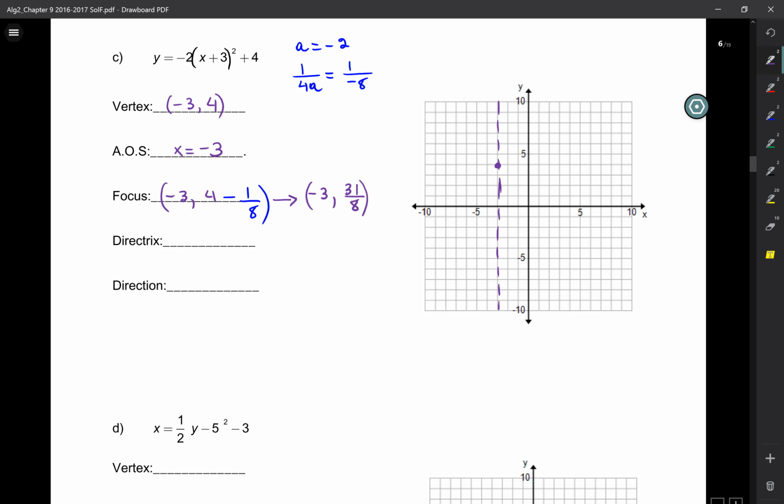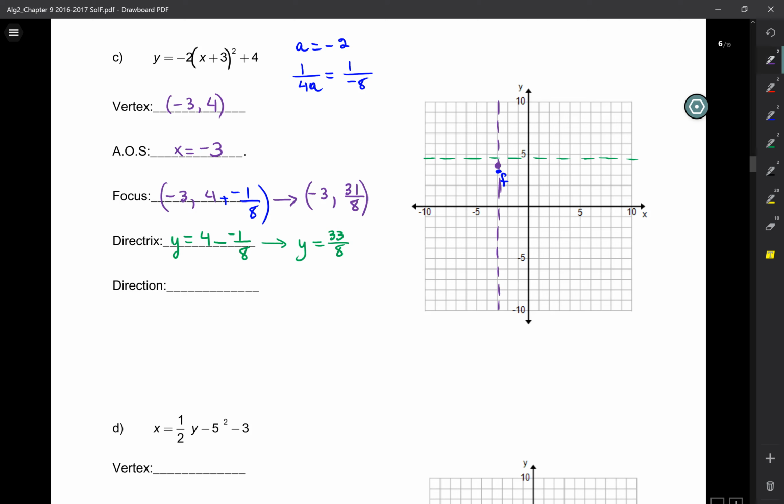Okay, so the focus then is here. It's 1 over 8 over. That's the focus. And now I need the directrix. So is the directrix going to be x equals or y equals something? Y equals. And it's going to be the y coordinate, 4 minus negative 1 over 8. Okay? So for the first one, I did plus negative 1 over 8. Now I'm doing minus. So this means it's y equals 33 over 8. That's there.